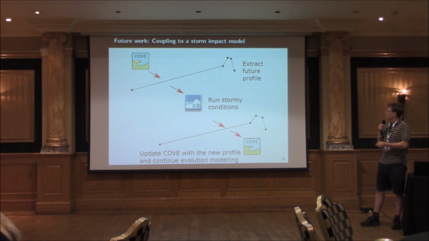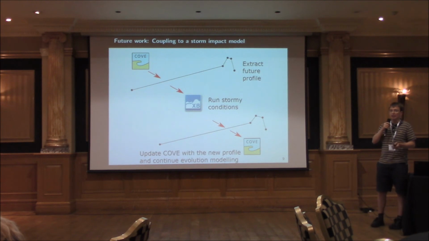So what I'm going to do is chain Cove, my evolution model, to a storm impact model. The user can run Cove for, say, 5 or 10 years, stop it, get a barrier profile, so this would be the gravel barrier here, run your stormy conditions, so it might be a 1 in 200 year storm or a 1 in 50 year storm, and then use the outputs from that to feed back into Cove and continue the cycle. So it's a way of being able to predict storm impacts on future beach profiles, because that's really, really critical to be able to do.